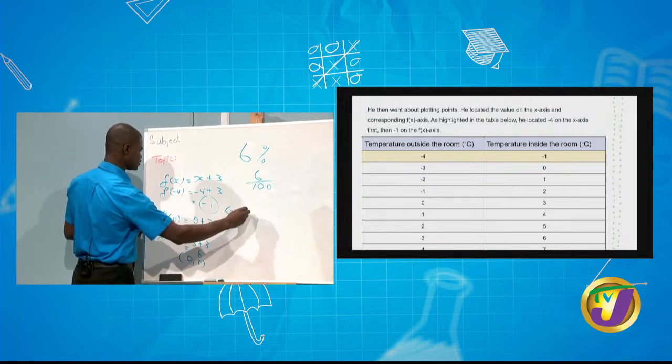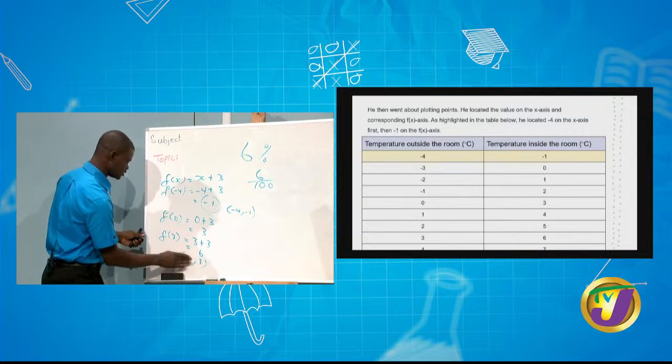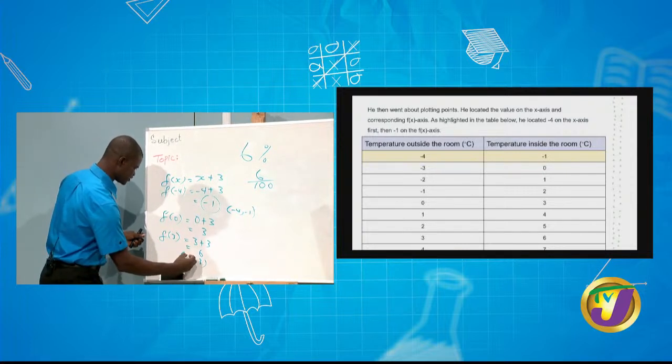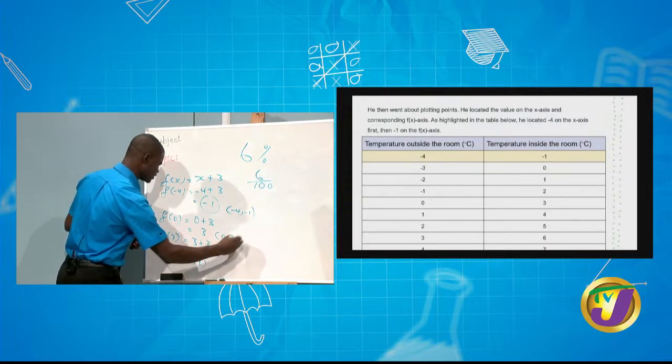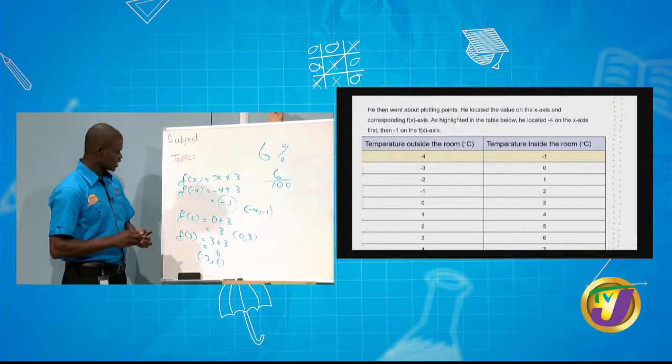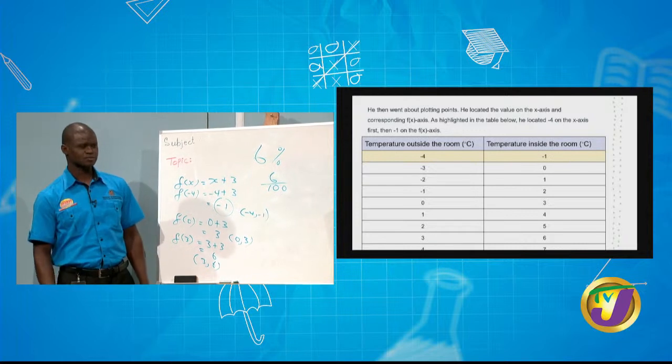Negative 4 to negative 1. Negative 1. And the last one is 3 to 6. 3 to 3. 3 to 6. And the middle one is 0 to 3. This one is 0 to 3. Yes. All right? So that's how he arrived at the ordered pairs.